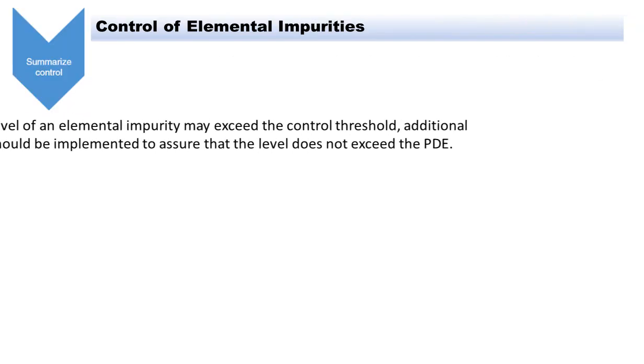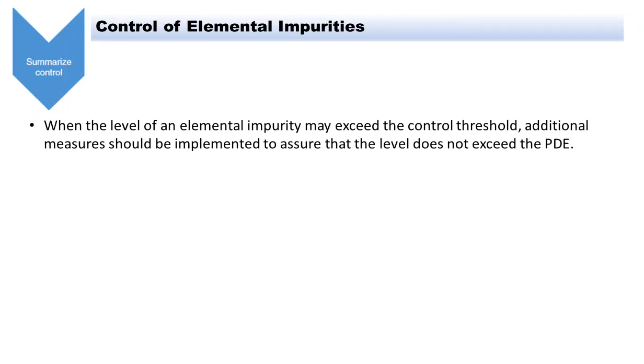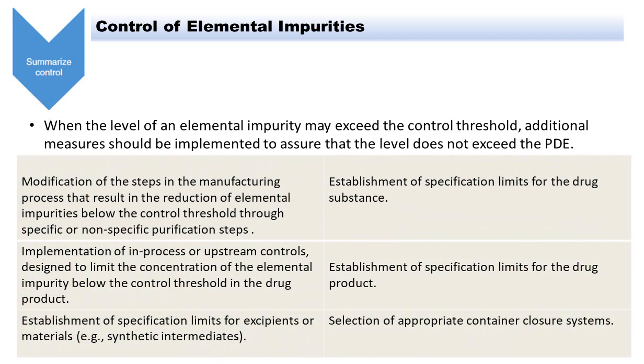When the level of an elemental impurity may exceed the control threshold, additional measures should be implemented to assure that the level does not exceed the PDE. Some of the examples were: modification of the steps in the manufacturing process that result in the reduction of elemental impurities below the control threshold through specific or non-specific purification steps; implementation of in-process or upstream controls designed to limit the concentration of elemental impurity below the control threshold in the drug product; establishment of specification limits for the excipients or materials.